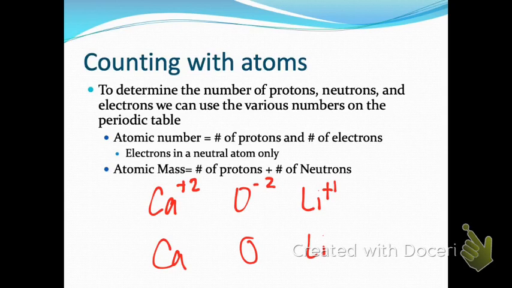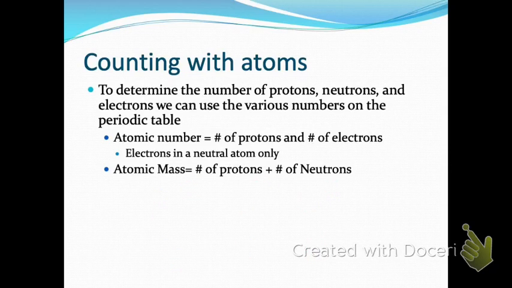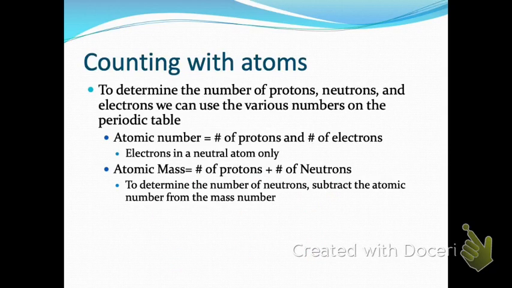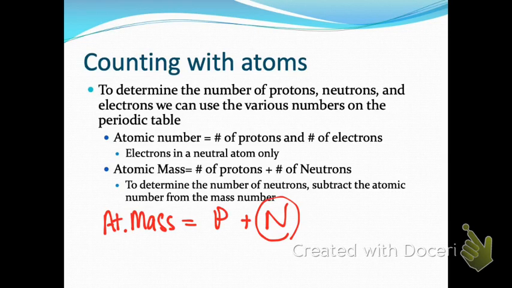All right, atomic mass tells us protons plus neutrons, and so we already talked about this, but to find the number of neutrons, we subtract the atomic number from the atomic mass. I'll just put this up again: atomic mass equals protons plus neutrons. So if I want to find the number of neutrons, I subtract protons, and that would give me the number of neutrons.